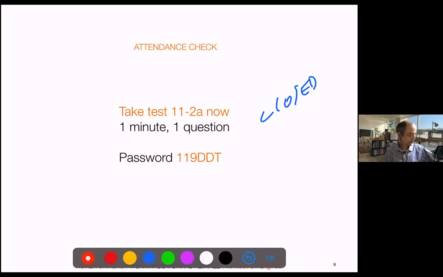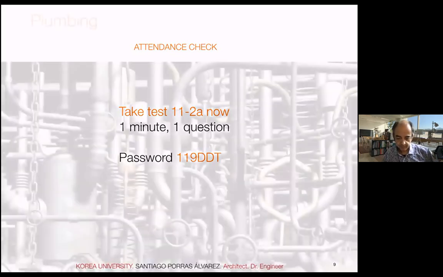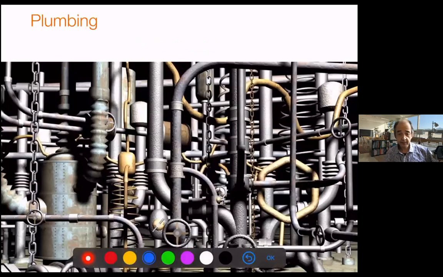Okay, so let's go straight into the lecture. Plumbing is basically about water and sewage. You can include gas and so on, but it's mostly fluid conduction.